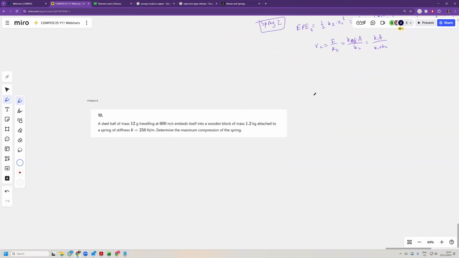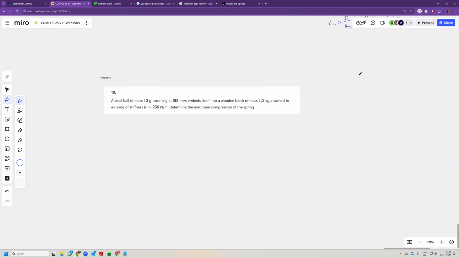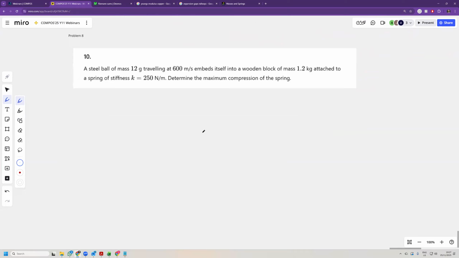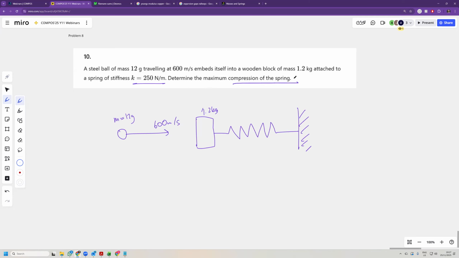And then, unfortunately, we don't have time to do the last question. Just a few words. Actually, we just might. Okay, a wooden block attached to a spring. Determine the maximum compression of the spring. So we have a wooden block and a spring, and we have a steel ball traveling. The mass is 12 grams, traveling at 600 meters per second. The block is 1.2 kilograms, and attached to the spring.